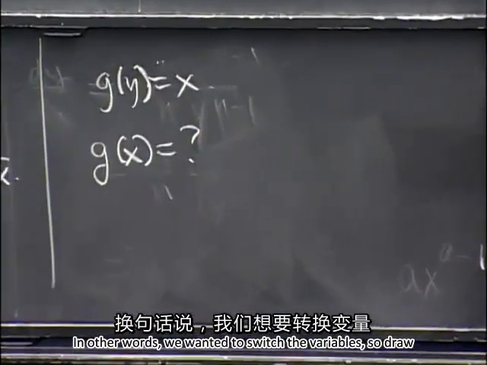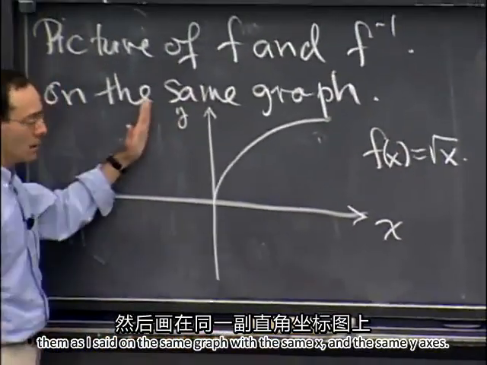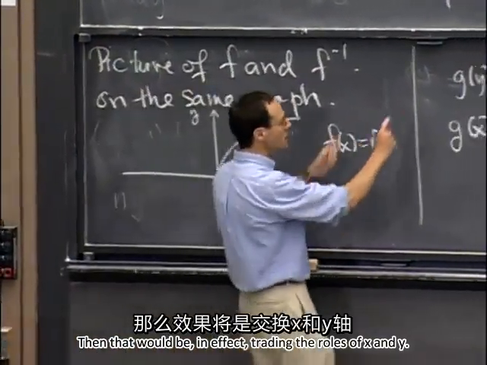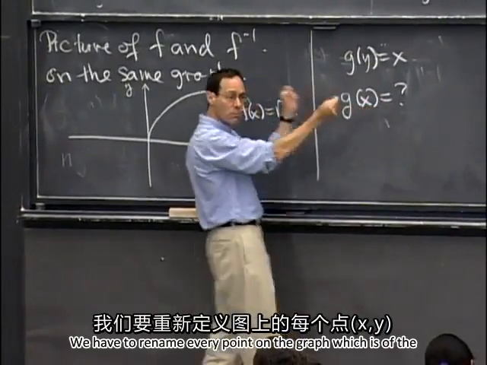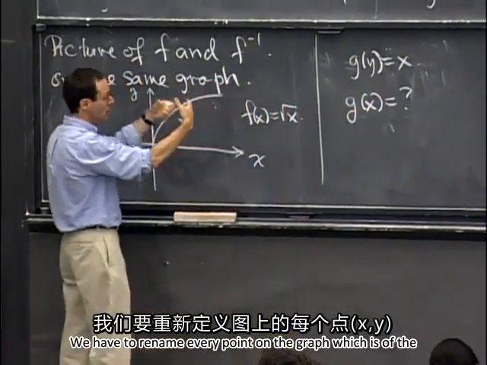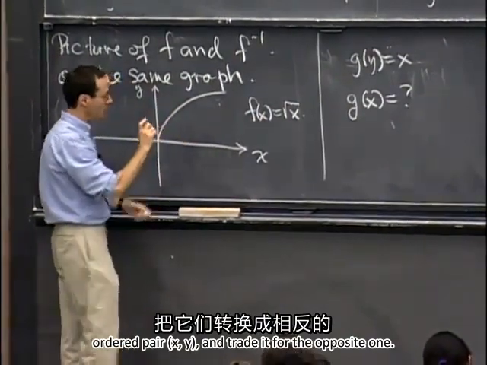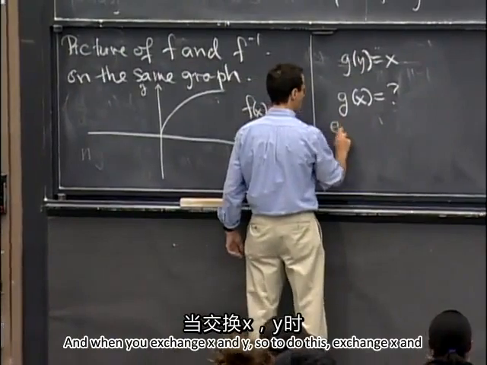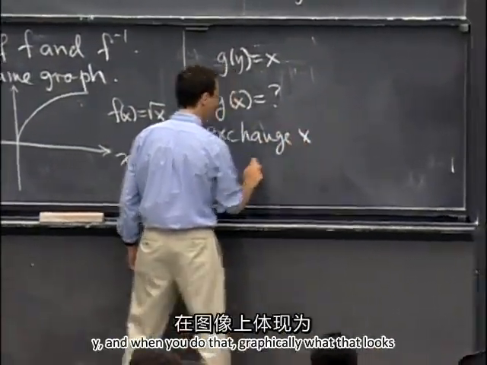Okay, in other words, we wanted to switch the variables, so draw them, as I said, on the same graph with the same x and the same y axes. Then that would be, in effect, trading the roles of x and y. We have to rename every point on the graph, which is the ordered pair x, y, and trade it for the opposite ones. And when you exchange x and y, so to do this, exchange x and y.